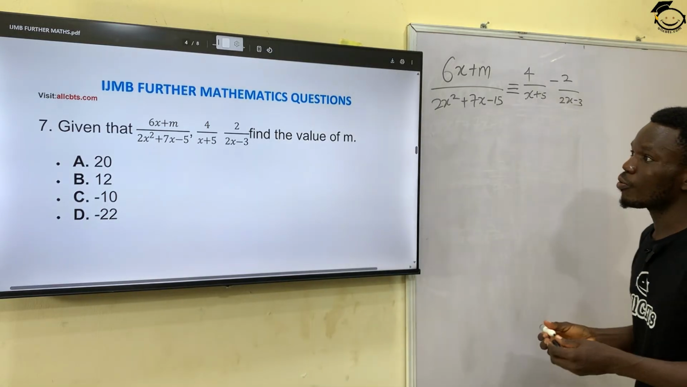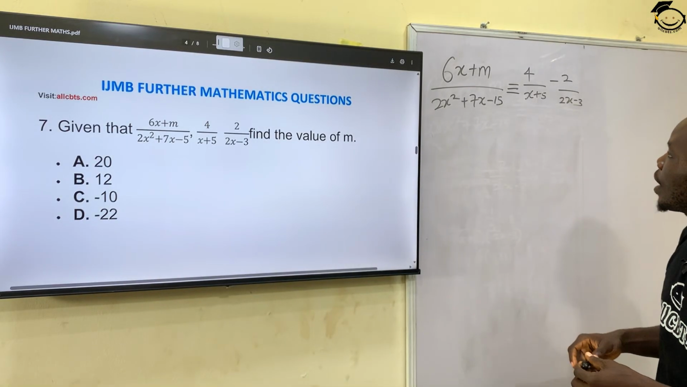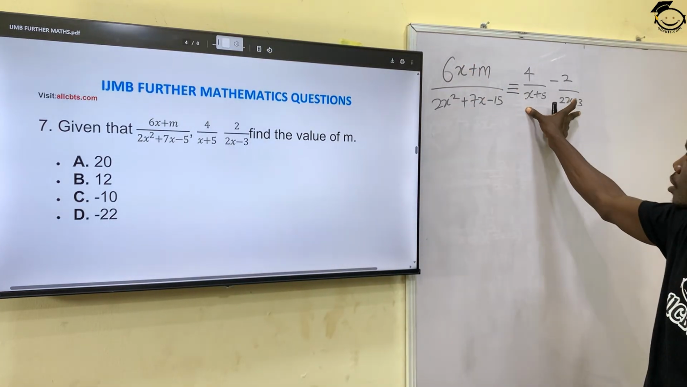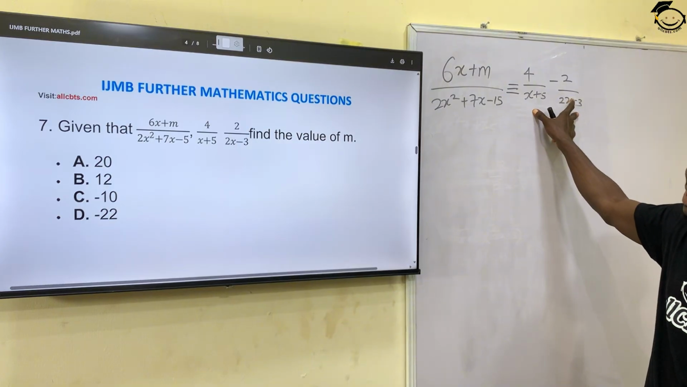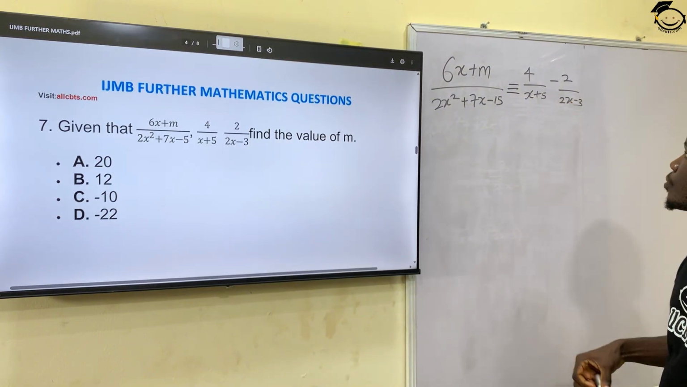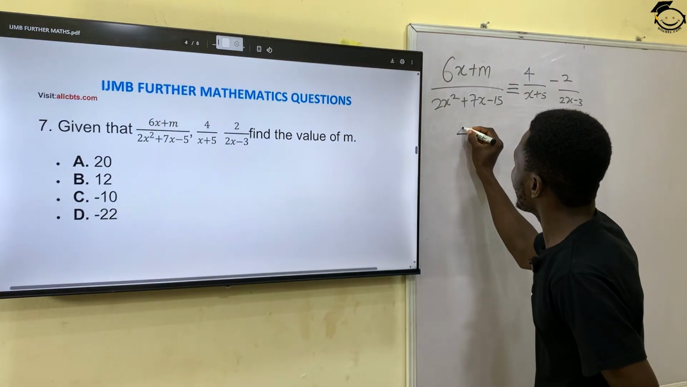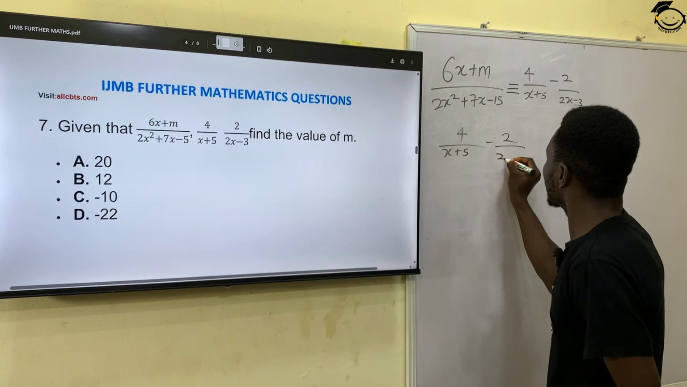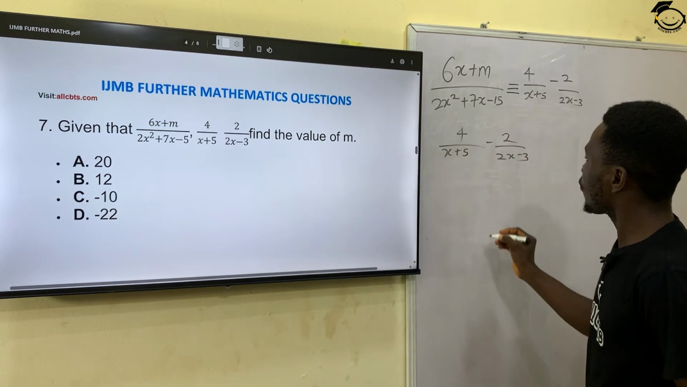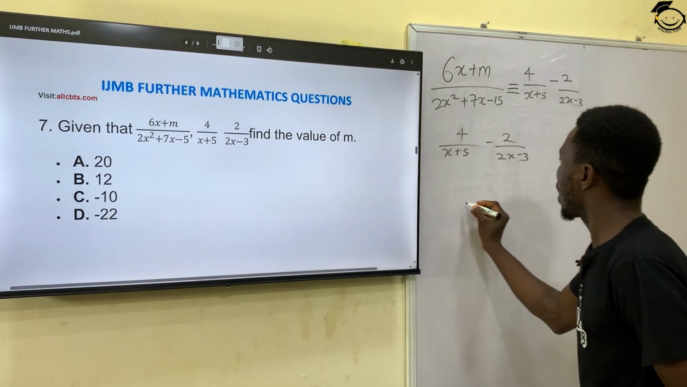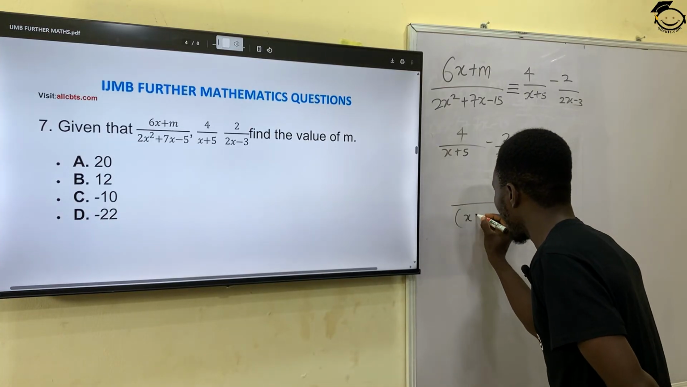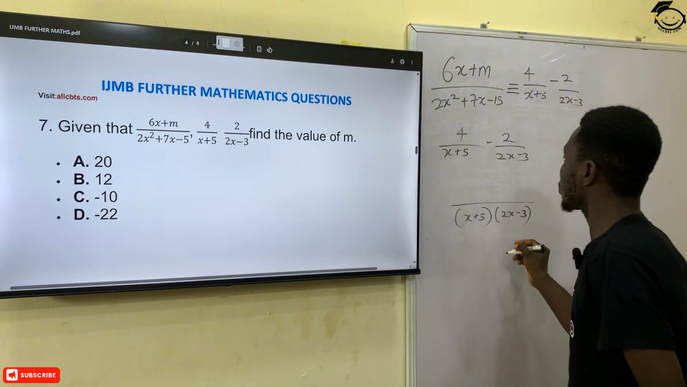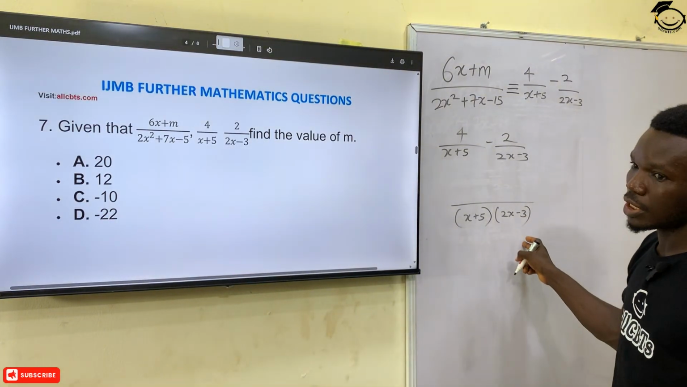So since this is equivalent, they said find the value of m. Since it's equivalent, it means whatever I have on the left hand side is the same as what I have on the right hand side. So we're going to simplify the right hand side. So I have 4 over x plus 5 minus 2 over 2x minus 3. So I'll find the LCM of the denominator, and the LCM here will give me x plus 5 in bracket 2x minus 3. So I'll use this to simplify and make it a single fraction.